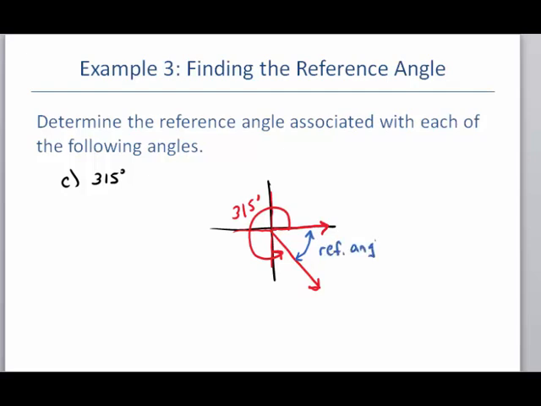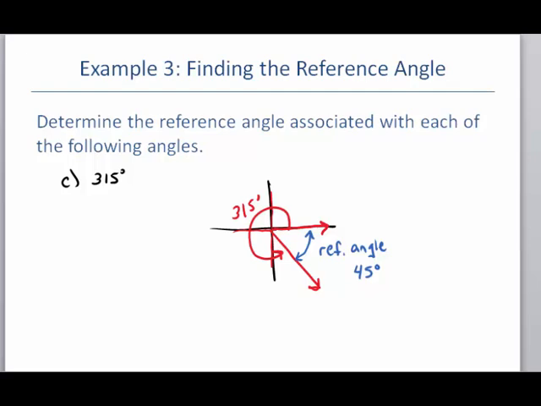What is the measurement of that reference angle? Well, we know that we're at 315 right here. If we continue to rotate back up to the beginning line, we would be at 360. So 360 minus 315 is going to give me a reference angle of 45 degrees.